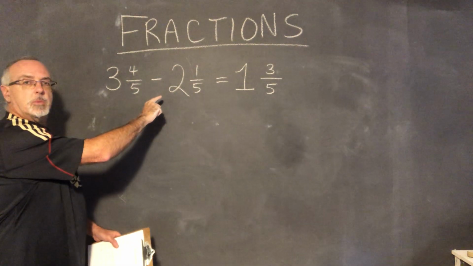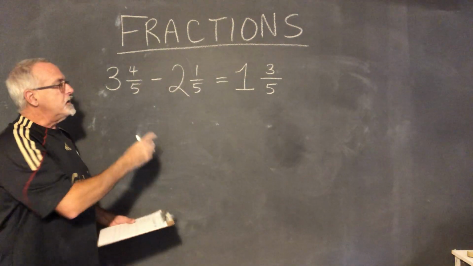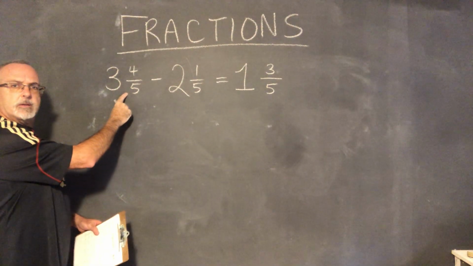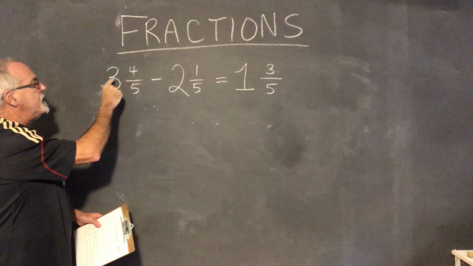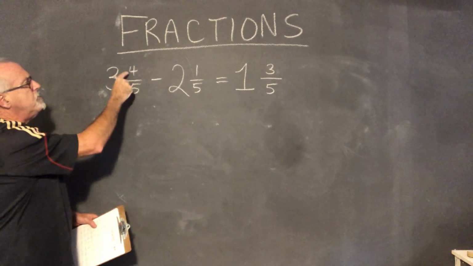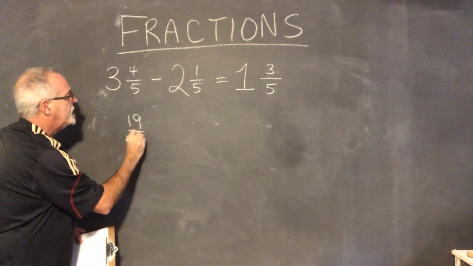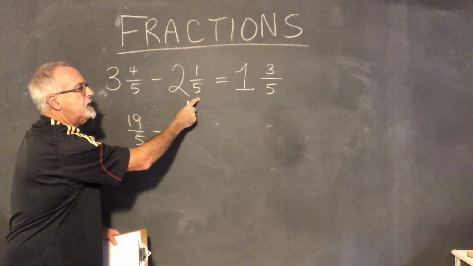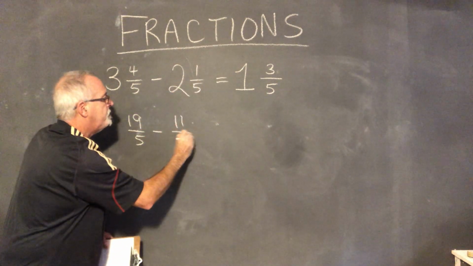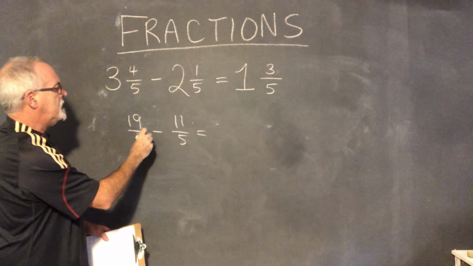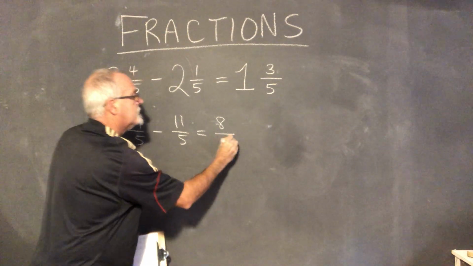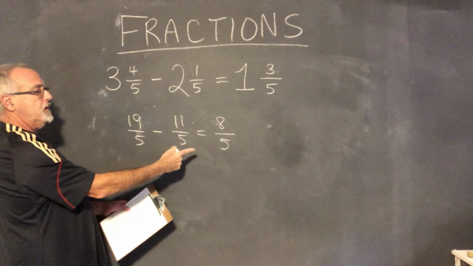Again, let's do this one the other way if we want, just to see a sort of verification. I can convert this 3 4/5 into an improper fraction. 3 times 5 is equal to 15 plus 4 is 19. That is 19/5. I'll do the same thing here. 2 times 5 is 10 plus 1 is 11/5. 19 minus 11 is equal to 8/5. That works just like usual.